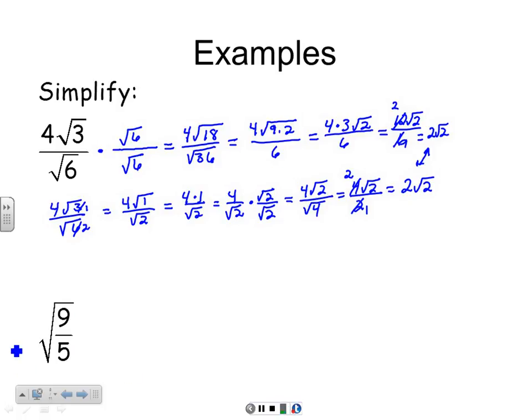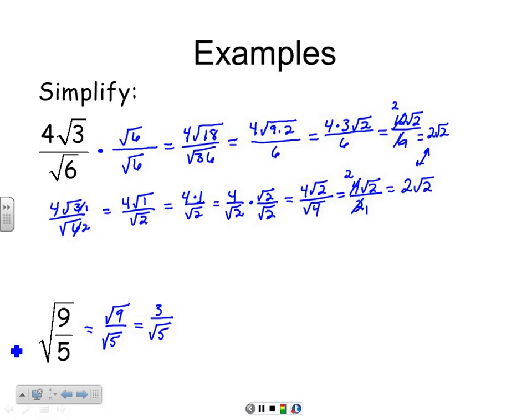So let's look at this one. This one, you have a fraction underneath the radical, so the very first thing you want to do is split it up. So we're going to have the square root of 9 over the square root of 5. Square root of 9 is just 3, so we'll have 3 over the square root of 5.